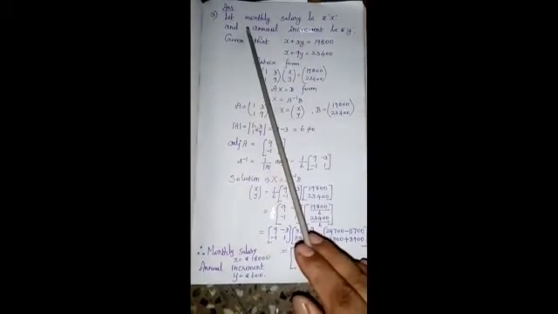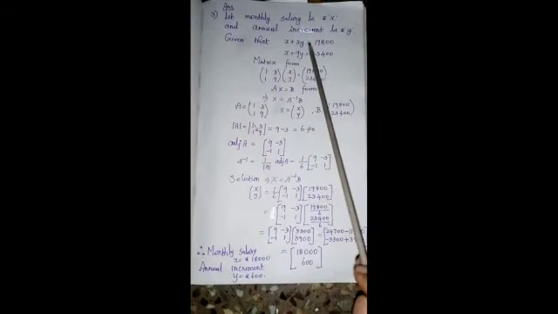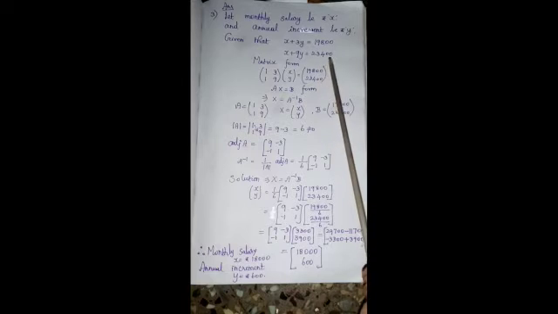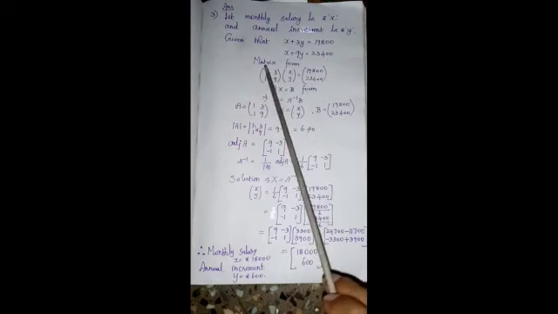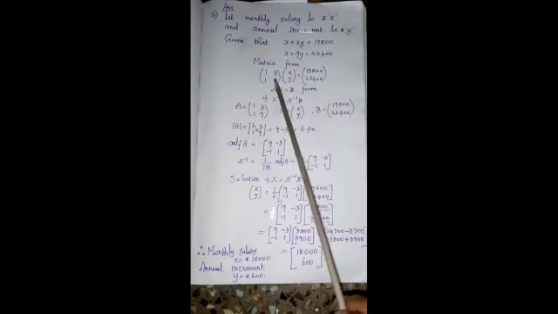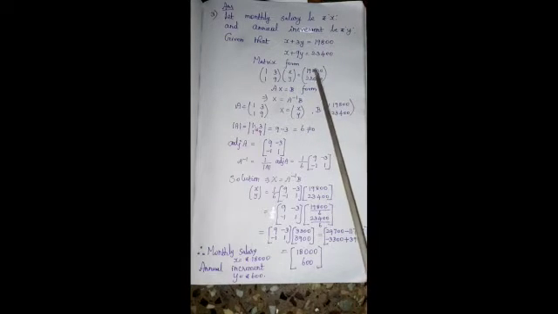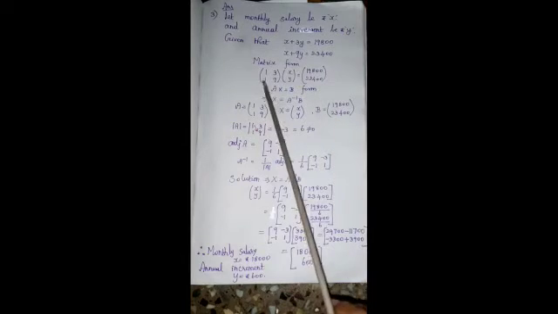Solution. Let the monthly salary be rupees x and the annual increment be rupees y. Given that x plus 3y is equal to 19,800 and another equation x plus 9y is equal to 23,400. These two linear equations we have to write in matrix form: [1, 3; 1, 9] is the coefficient of x and y, times [x; y] is equal to the constants [19,800; 23,400], which is the AX equals B form.